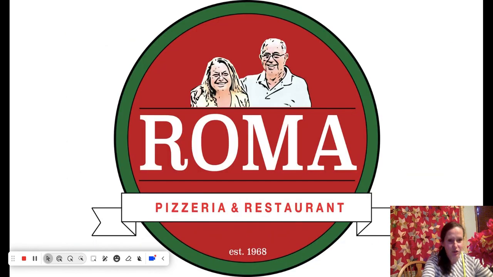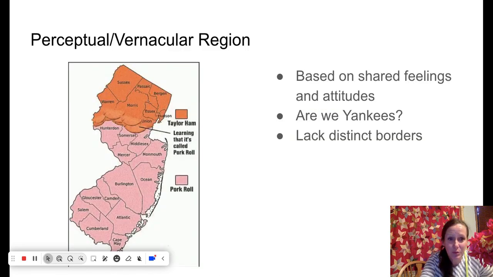A function can also be like, what is the delivery area for a local pizzeria, right? We are within this, that is their function, and there's something in common. Pretty good pizza, right? What is the delivery area for a newspaper? Or what areas is a local news station broadcast to, right? That could be a functional region as well. This one is sort of a fun one.